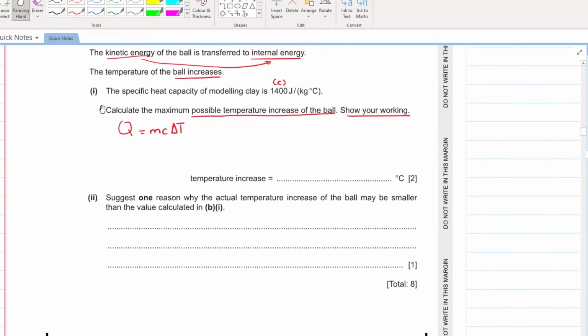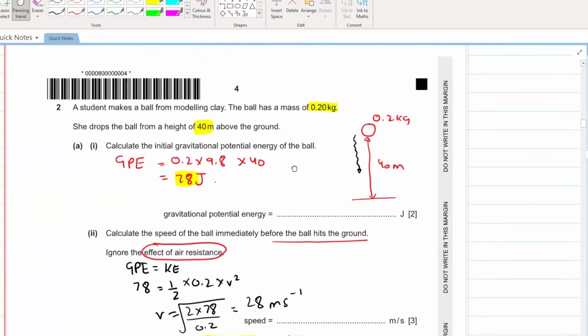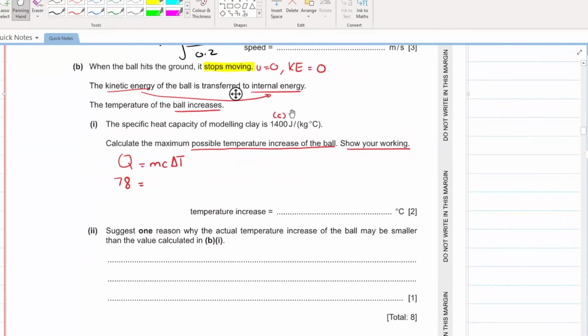So let's place it here. 78. What is the mass of the molding clay? 0.2. Perfect. What is the specific heat capacity? 1400. Can you calculate the maximum temperature increase? Yes. 78 divided by 0.2 into 1400. This is your temperature change.